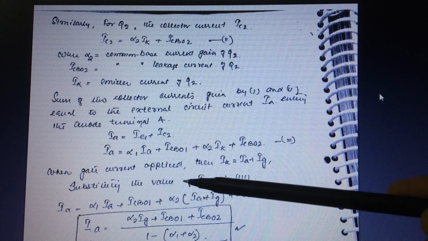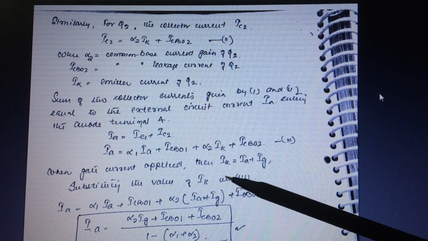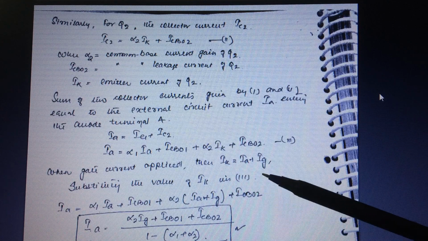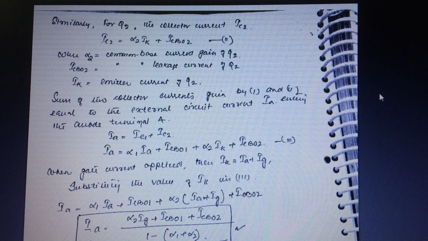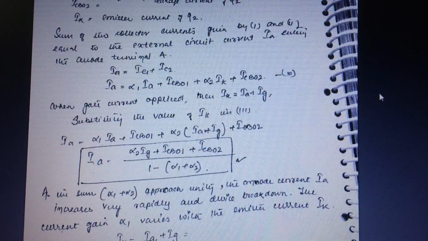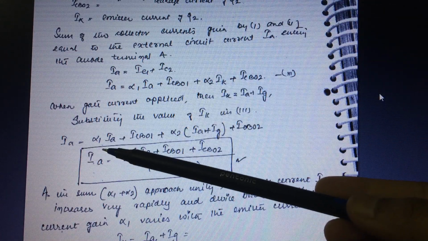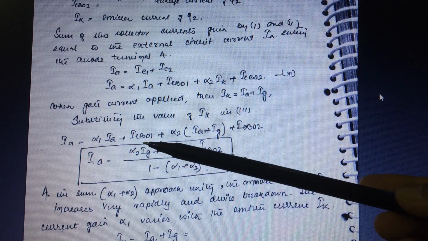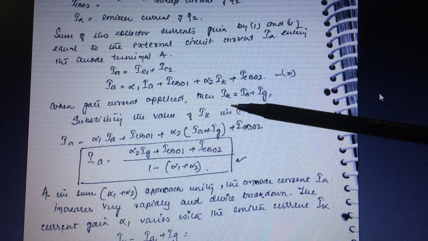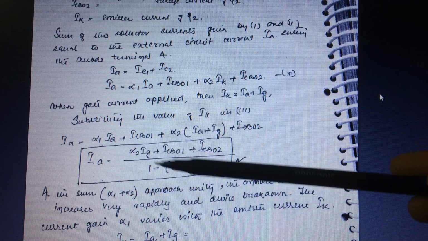Now when gate current IG is applied, the cathode current equals anode current plus gate current, IK equals IA plus IG. This is the formula. Now we substitute the value of the cathode current in equation 3. So we write IA equals alpha 1 IA plus ICBO1 plus alpha 2 times IK, and in the place of IK we write IA plus IG. From here we can get the anode current very easily.